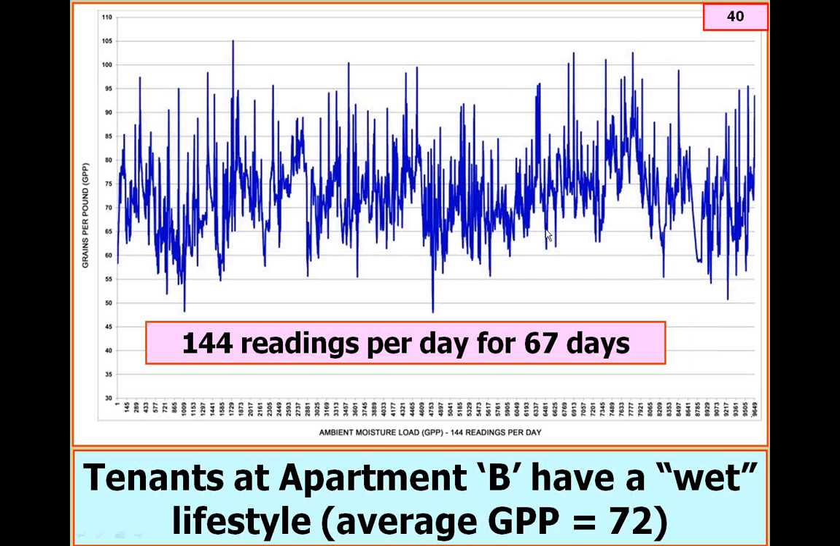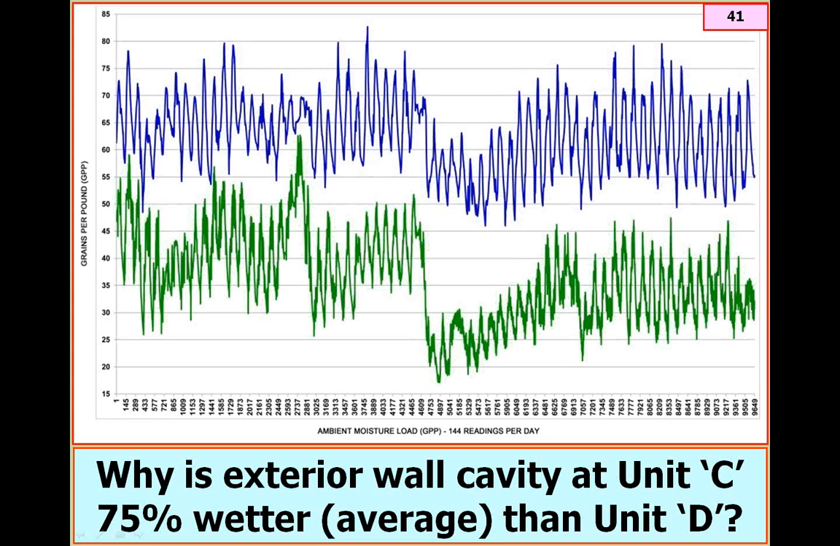So here, now we've gone into the exterior wall of apartment C and apartment D, 2 separate apartments. We've logged data at the very same time, and we see that unit C at the top, we're measuring this in grains per pound, and these readings are taken every 10 minutes. We see that the exterior wall at apartment C is 75% wetter on average than unit D. Why is that? Well, we're not going to answer that here, but that's a very key forensic question for our analysis: what's the difference that could possibly explain that?